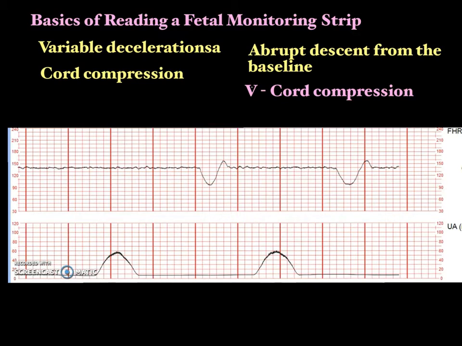But an occasional variable isn't necessarily a cause for a major concern. It is just a symptom of cord compression. Definitely we'll want to watch it, and we'll want to watch for other signs that the strip is deteriorating, but that is what your variable deceleration looks like.